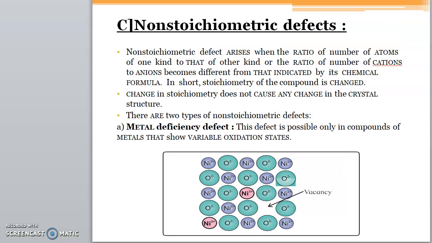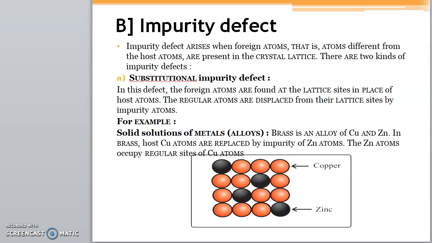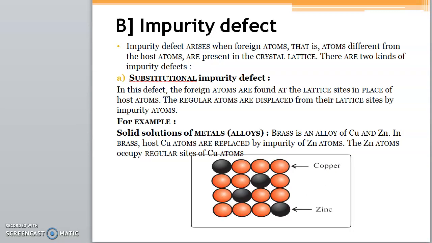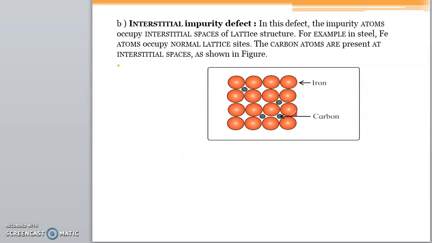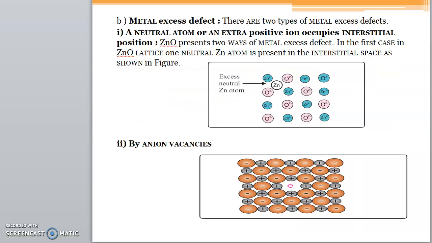So quickly, my dear students, we'll just recap this and end this video before we go to the next and the final video of this chapter. We did the conditions for the formation of Frenkel defect and the consequences of Frenkel defect. Impurity defect: in impurity defect there is substitutional impurity defect, and then there is interstitial impurity defect. Then in non-stoichiometric defect there is metal deficiency defect, then there is metal excess defect. So these are the things that we've seen in this video.